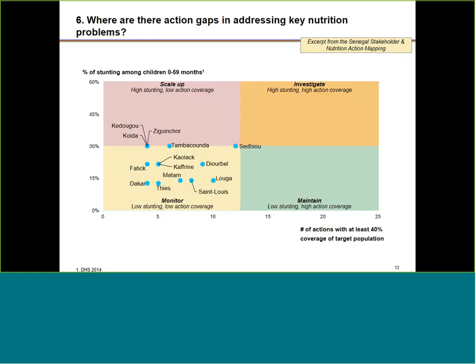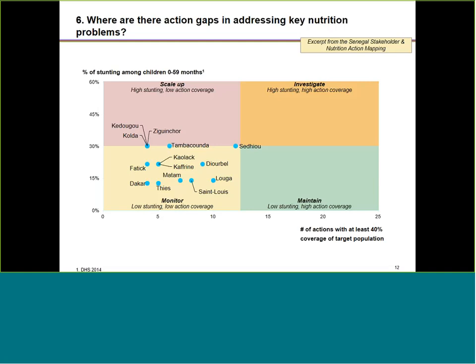Next question is, where are the action gaps in addressing key nutrition problems? In this example from Senegal, stunting prevalence in each region is plotted against the number of actions reaching at least 40% of their target populations to form a matrix that categorizes the regions by status. Along the y-axis, the percent of stunting is displayed. Along the x-axis, the number of actions reaching 40% of the population or more is displayed.